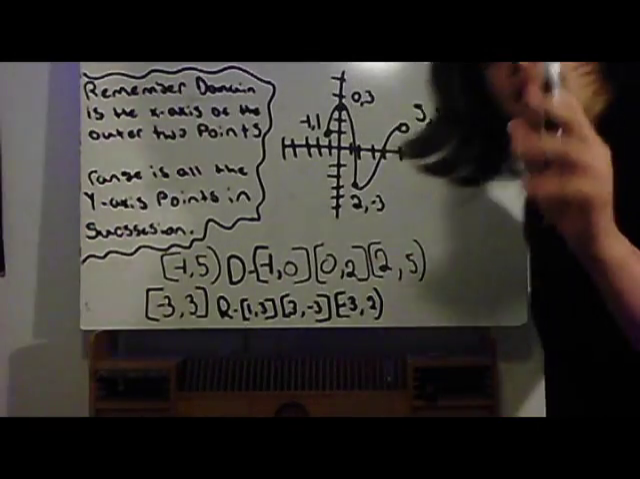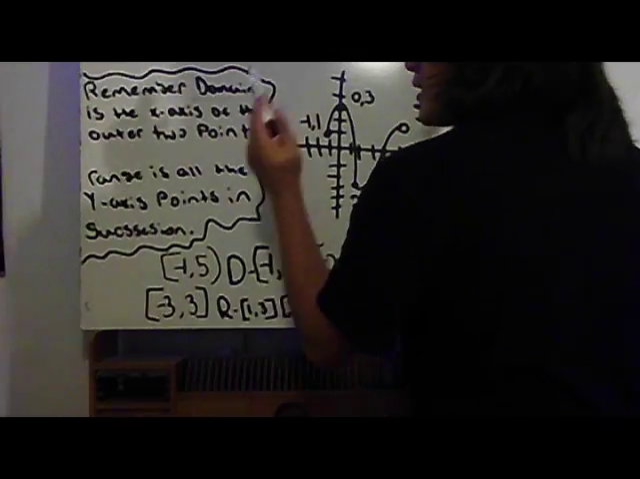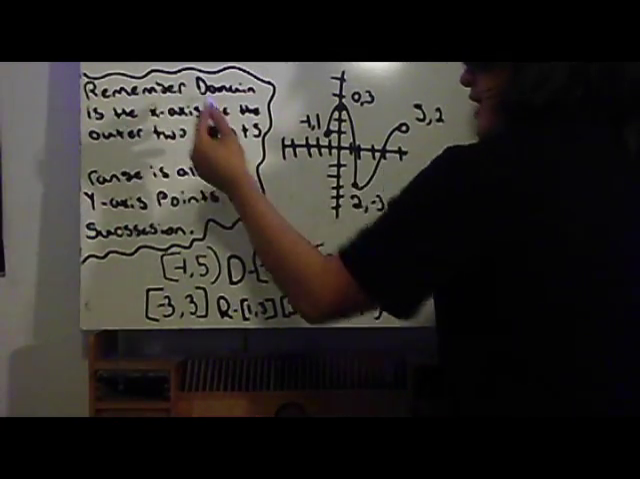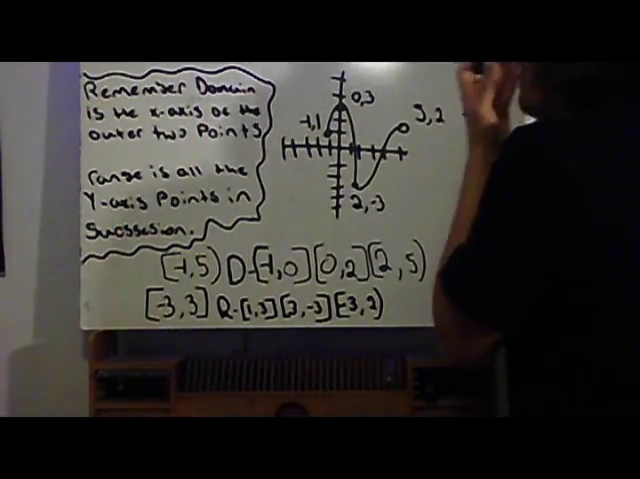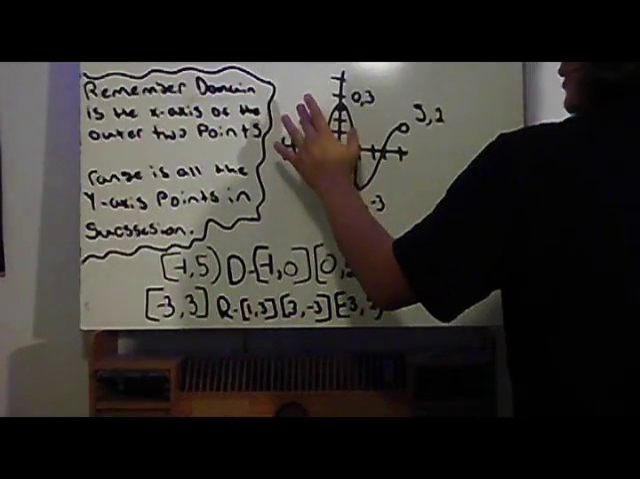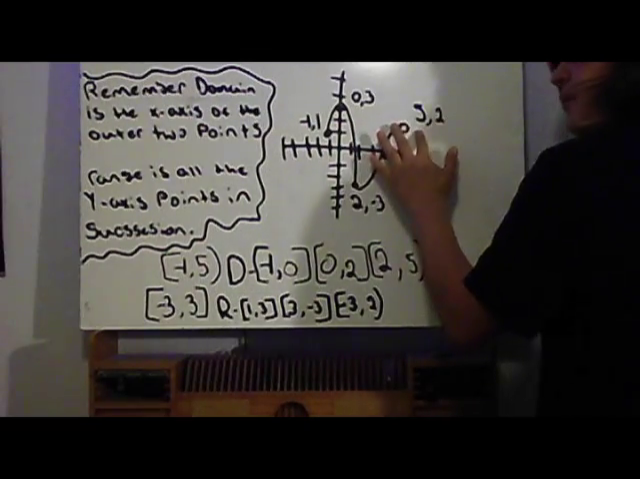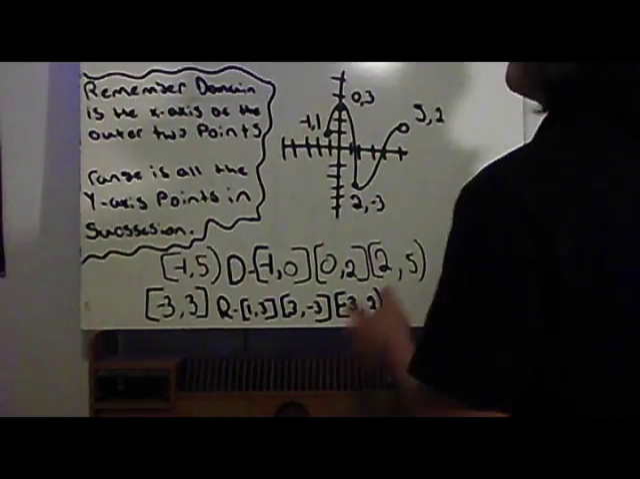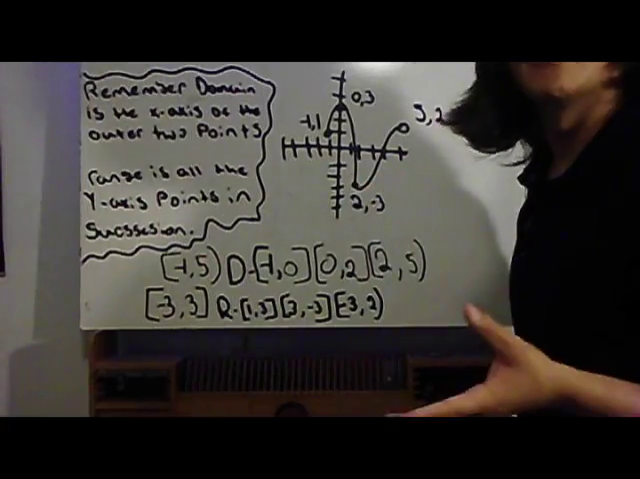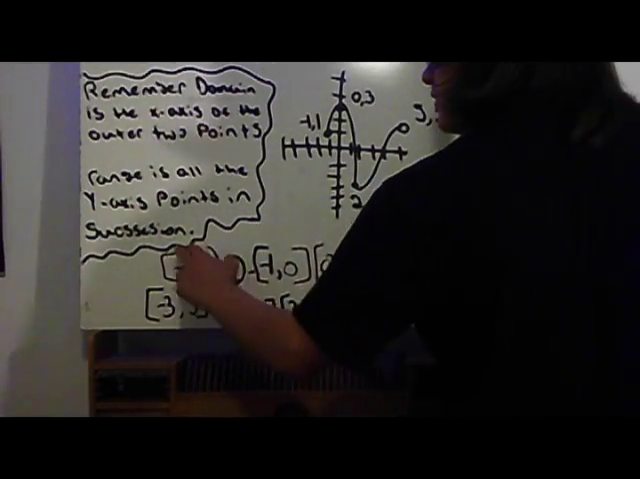Okay, one thing I want you guys to remember is that domain is the x-axis of the outer 2 points. So we would go over here to the -1 and all the way over here to the 5. So our domain in a short answer would be -1, 5.